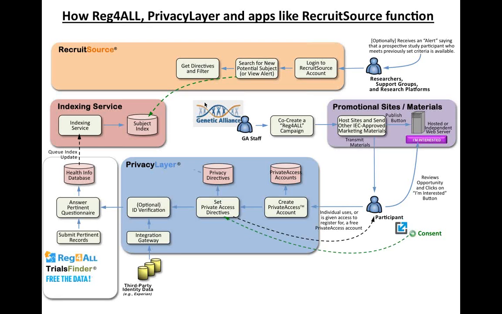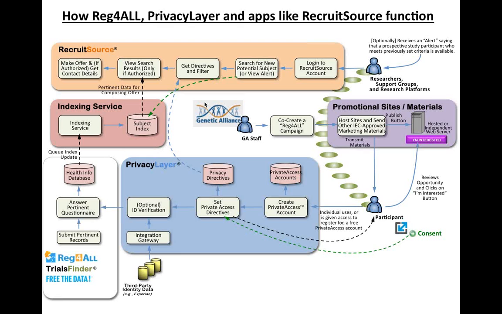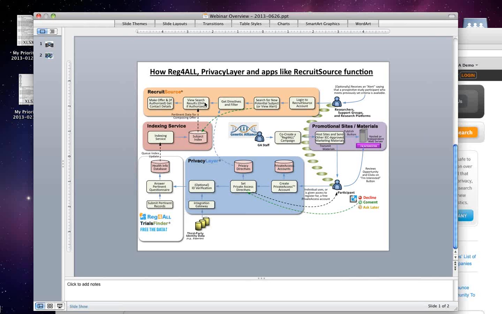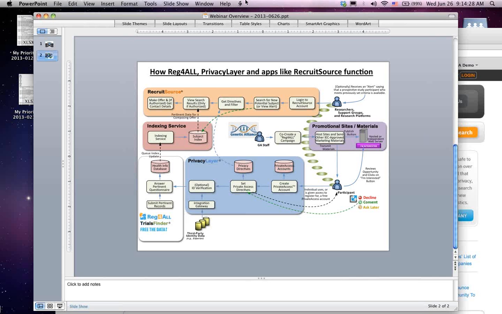When that is uploaded into their privacy directives, that information goes back. Now that the researcher has access, they can view the search results, and if they wish to make an offer to make contact, they can get in contact directly with the participant if the participant wishes. I know it's a whole lot of information. It's really a lot simpler in practice than in the PowerPoint I just showed you, so let me show you how it works in practice.